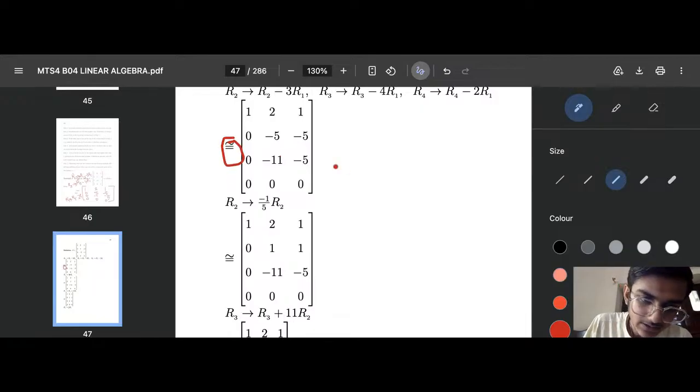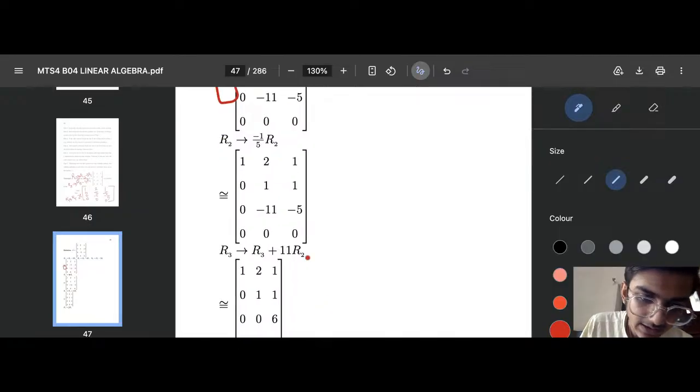Which we have already discussed, and now R2 goes to minus 1 by 5 times R2. So this will be 0 again. This will be 1 now. This will be again 1, and these two will remain the same. Now again R3 goes to R3 plus 11 times R2. When you do the same, you will get 0 here in the third row. Here you will get 11 minus 5, that will be 6 here.